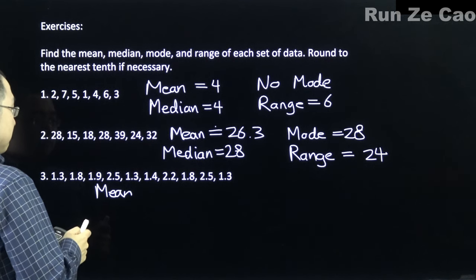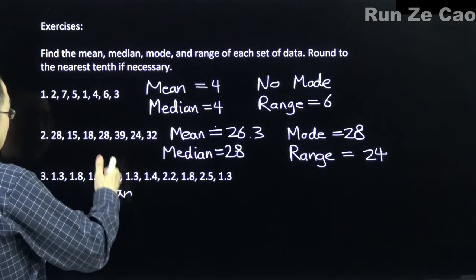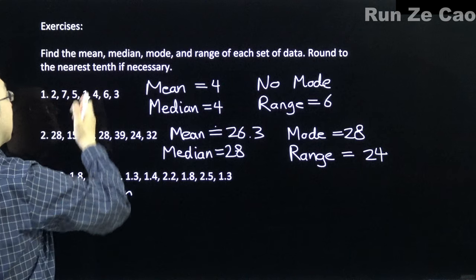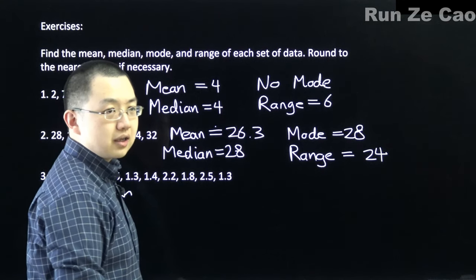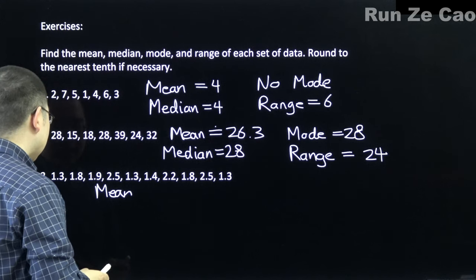The median, if it lands on an actual data point, you should not round. If it lands between two data points, well, round to the nearest whatever, if the question indicates so. Okay, mean.